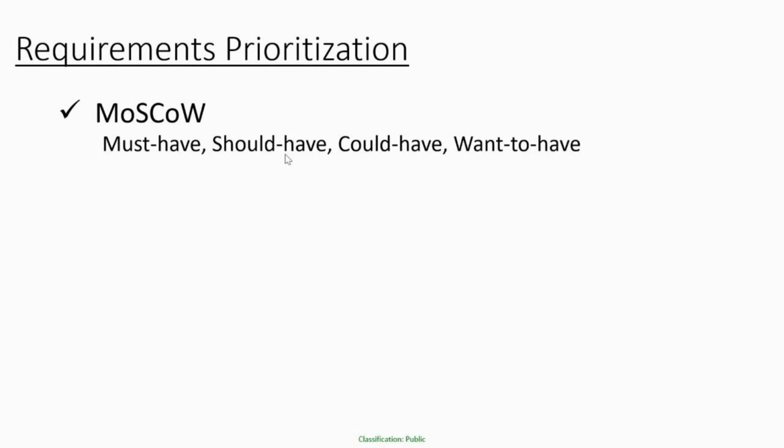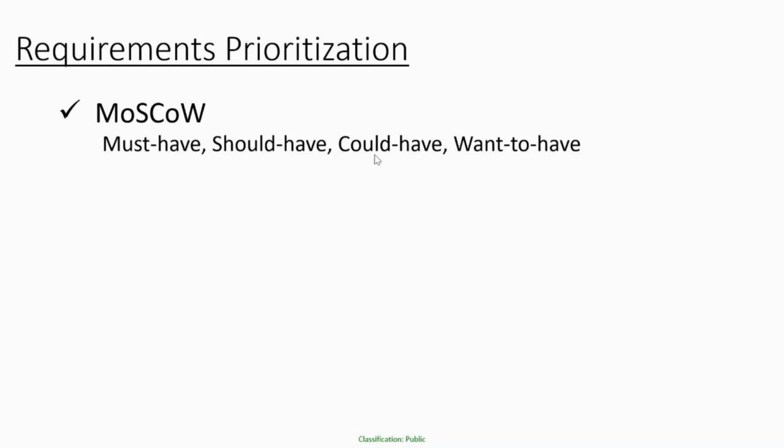Now, the development team will pick up the requirements which are in the must have category and develop those. If time permits, they'll take up the should have category. And if there is still some time leeway, then they will take up the could have category requirements. Want to have will usually not be part of the initial launch itself. Okay, so this is how it happens.